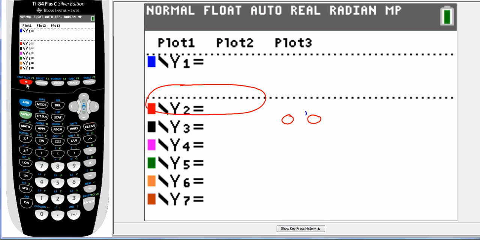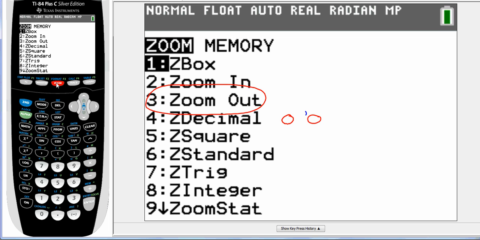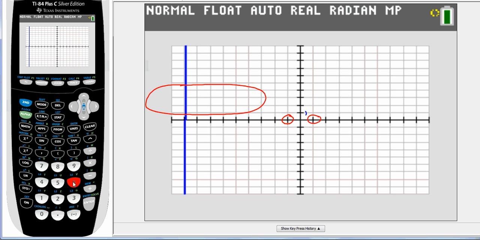Well, let's put the equation in first. All right, so we have x cubed minus 1.1x squared minus 65.4x plus 229.5. I can't remember if my window's off right now. I'm just going to start in my normal window, which is Zoom 6. All right, and clearly this is not going to happen. So I am not hitting that graph at all.